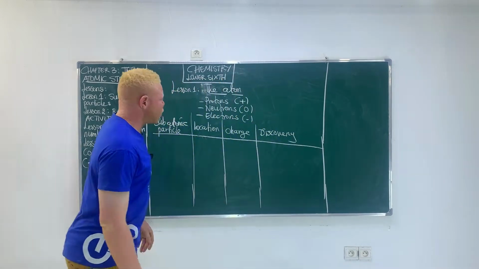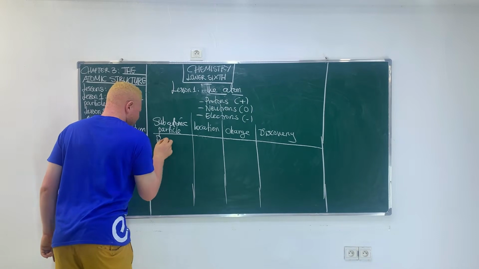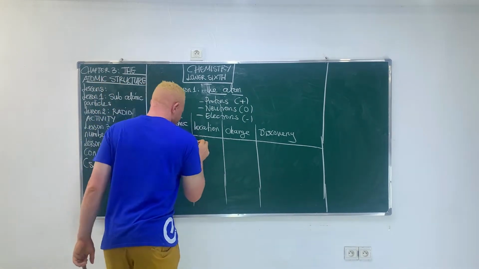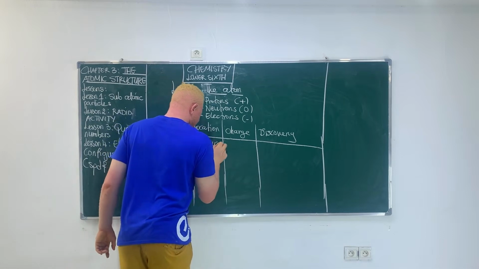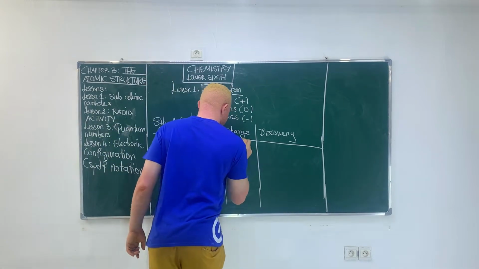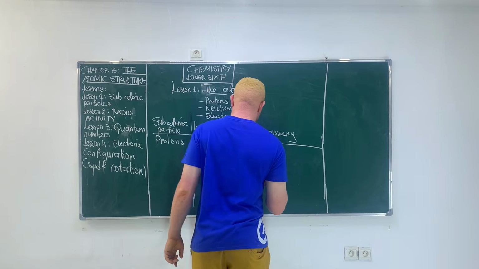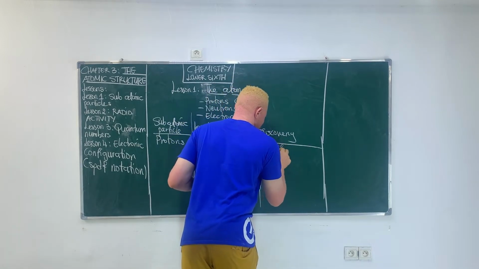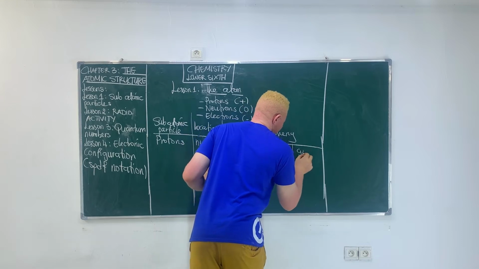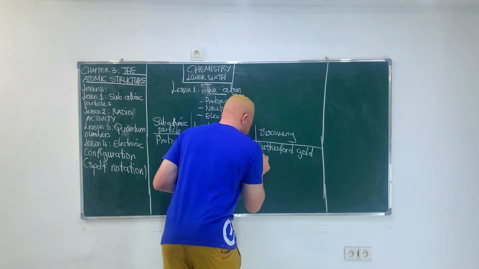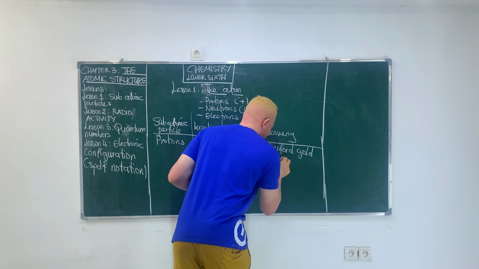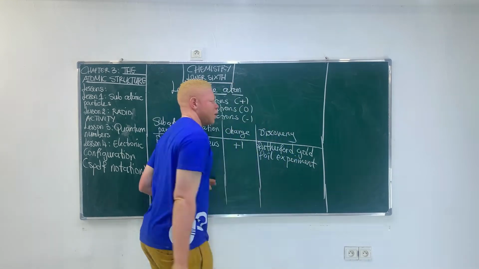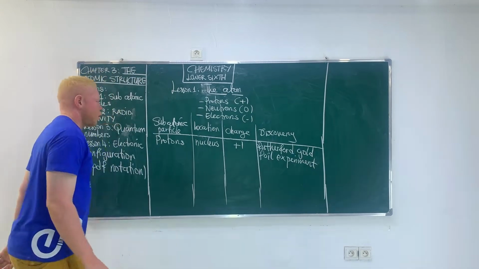Here we have the proton. The protons are found in the nucleus. The charge is +1. Discovered by the Rutherford gold foil experiment.